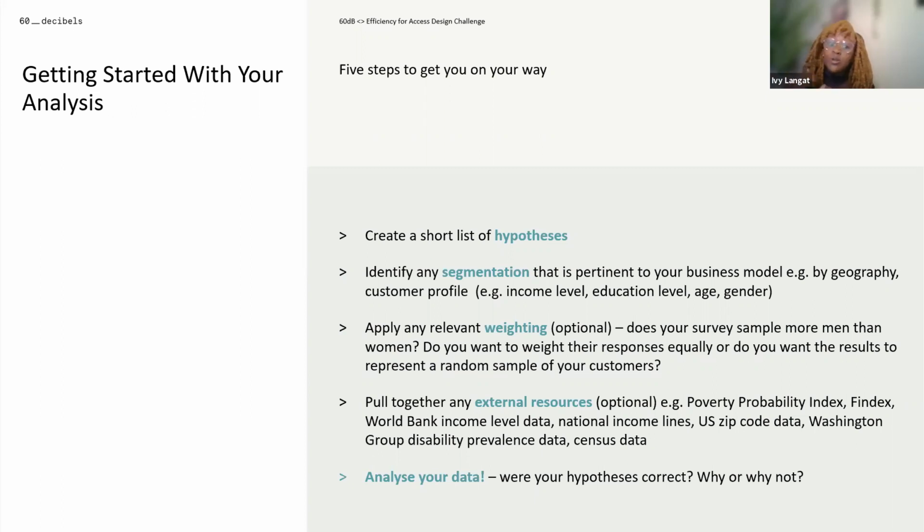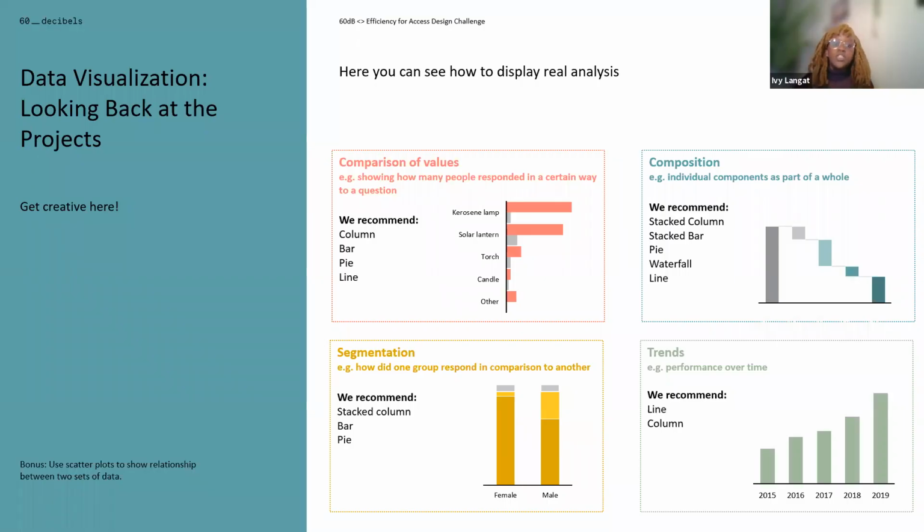Also, you can pull together some external resources. So for example, within 60 decibels, we use the Poverty Probability Index by IPA to help us understand the income profile of the end users. So once you have your analysis plan nailed out, then it's time to analyze your data. And after you analyze your data, it's about sharing the insights that you're drawing from the data with relevant parties. Next slide, please.